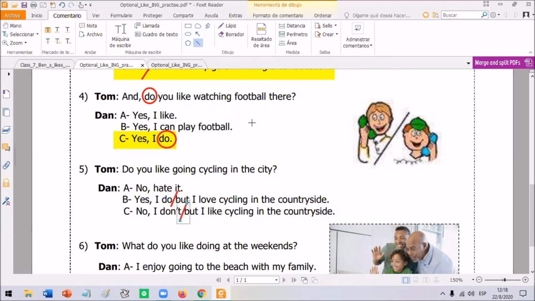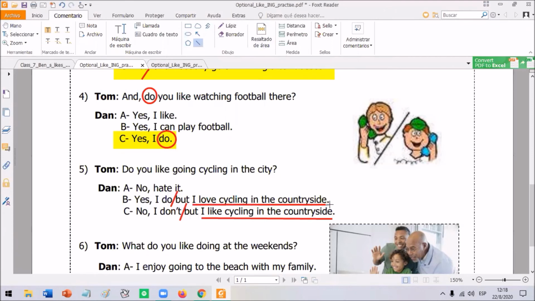Entonces, ¿cómo me puedo dar cuenta cuál de las dos es la correcta? Presten atención a la segunda parte. I like cycling in the countryside. Countryside son las afueras de la ciudad. Entonces, dice que andar en bici ahí en las afueras sí le gusta. Y está usando además el conector but, ¿ok? Está diciendo, en las afueras de la ciudad me gusta andar en bici. Pero, y si hay un pero, tenemos que saber que la otra parte de la oración tiene que referirse a algo que no le guste. El but conecta algo que sí con algo que no.